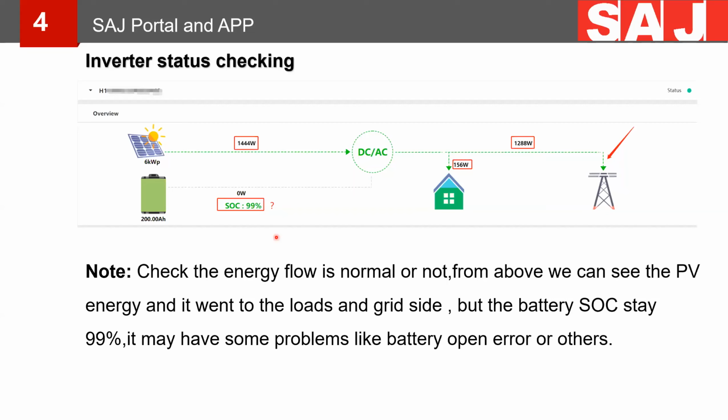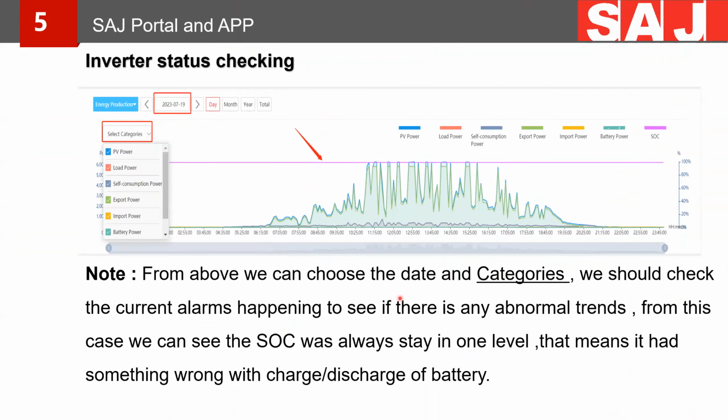Okay, so we need to think about what causes it. Maybe the battery is open, which means the battery is not used. Also, we can check if there are any other issues. And we can check the details through the real-time and alarms. I will mention it later. And from this case, we can see the SOC is kept at some level, which means something is wrong with the charge and the discharge.